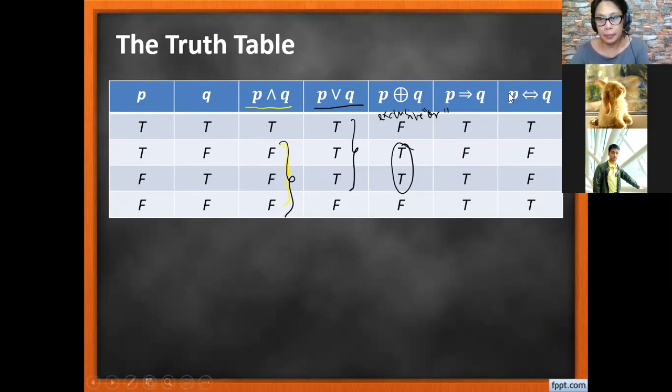Now, this biconditional P Q is read as P if and only if Q. Okay? So take note that this is like the reverse of exclusive or. So if both statements are either true or false, then P if and only if Q will be a true statement. Yan. So ito opposite silang dalawa.